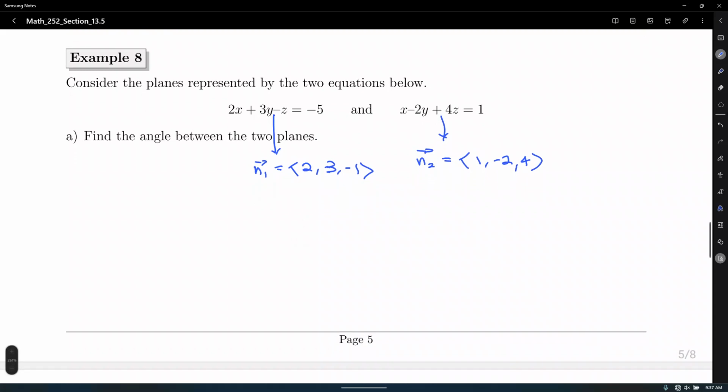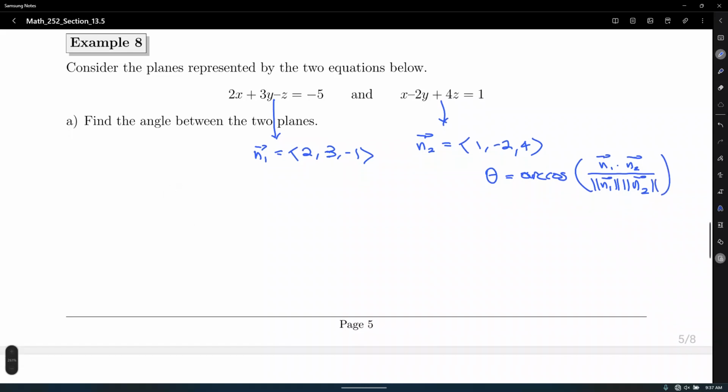Okay, so to find the angle between 2 vectors, theta equals arc cosine of, well, in the earlier formulation for section 3, we did u dotted with v divided by the product of the magnitudes. But in this case, we don't have u and v. We have n1 dotted with n2 divided by the magnitude of n1 and the magnitude of n2. All right? So, number 1, let's find the dot product.